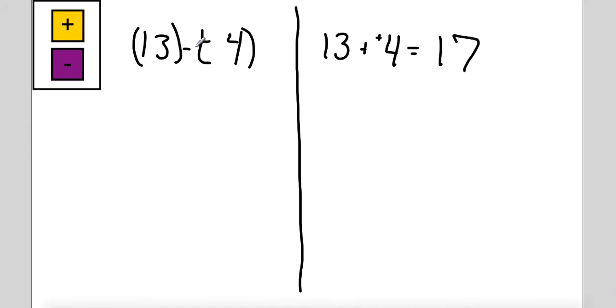On the assessment, I noticed a lot of you guys had trouble with this. And you should just remember, whenever you see a subtraction problem with negatives and positives, it's just easier to change it to an equivalent addition problem. Again, we change subtraction to addition, and this negative 4 into a positive 4, which will give us positive 17.